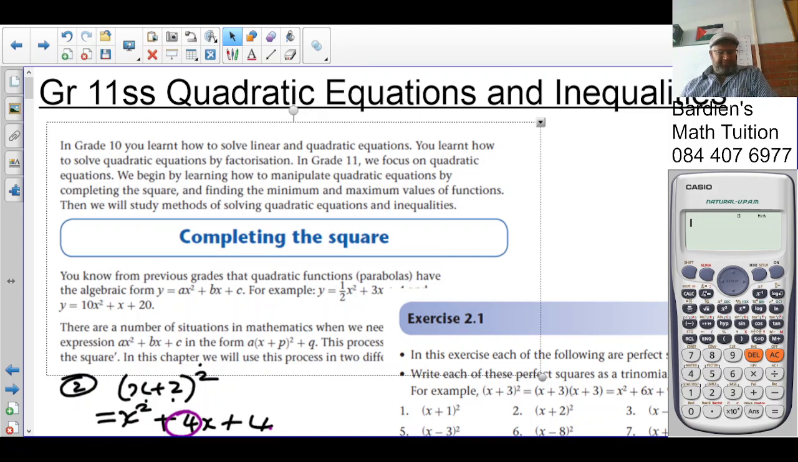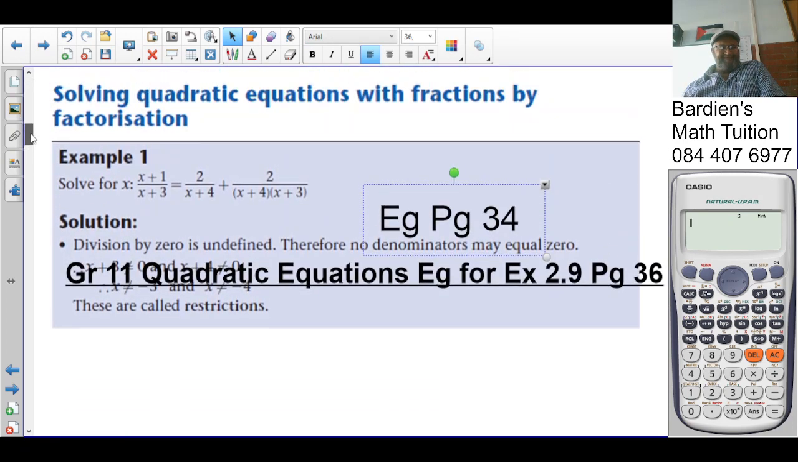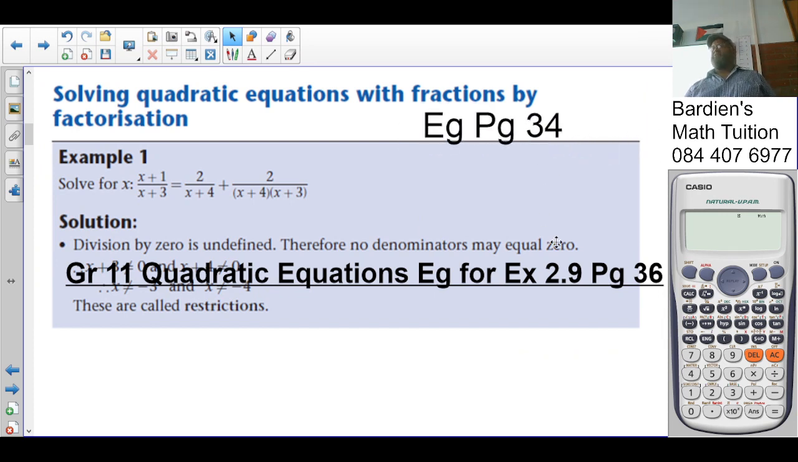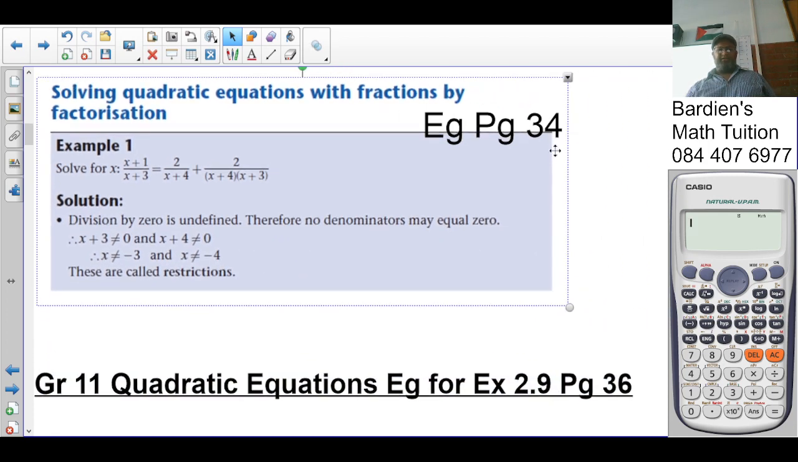Good morning, class. So at this point we're looking at quadratic equations and inequalities. In today's lesson we will be looking at solving quadratic equations with fractions by factorization. The sum is normally worth between 5 and 7 marks in the exam, depending how big the sum is and what needs to be done in the sum.